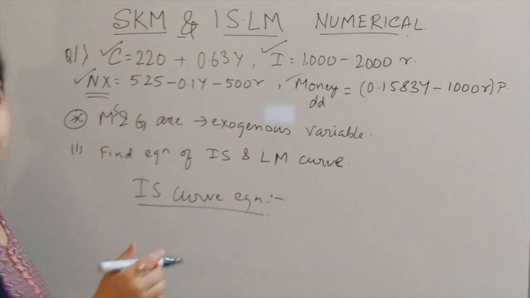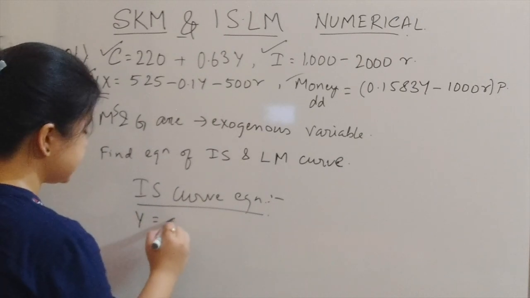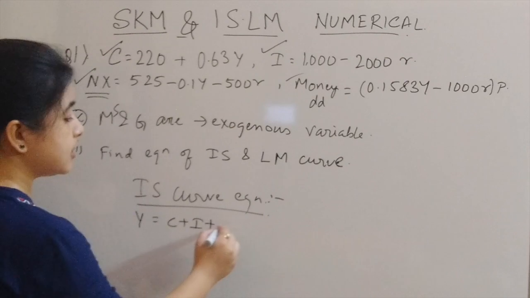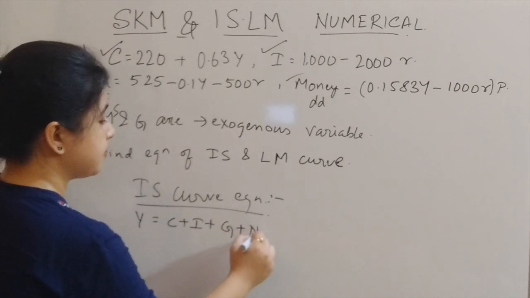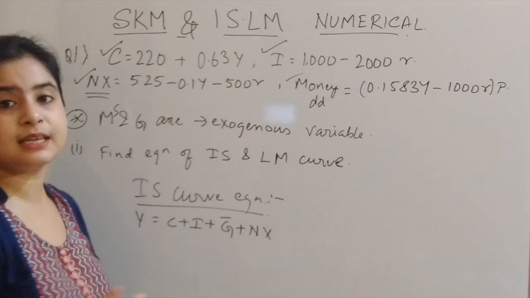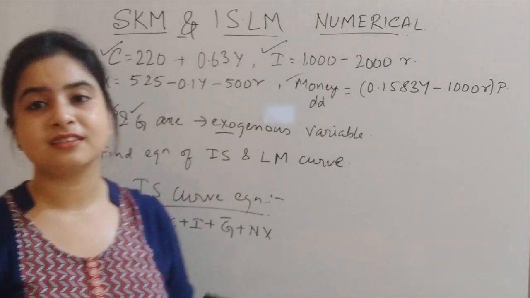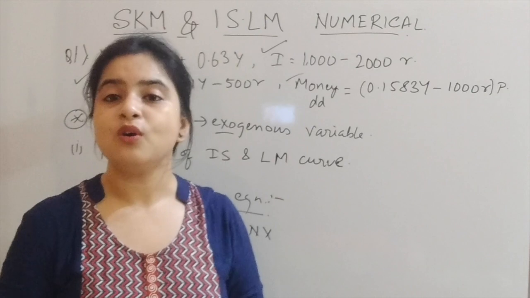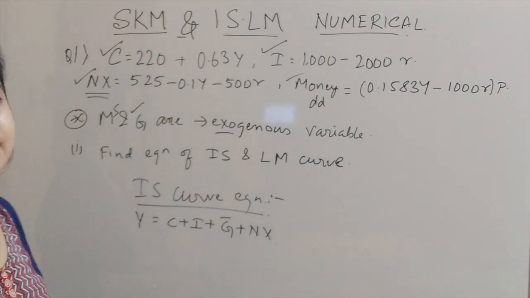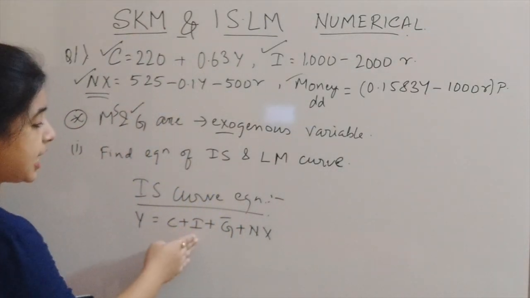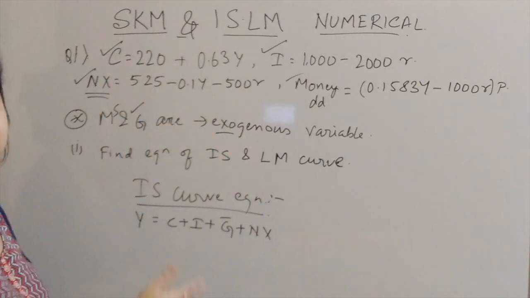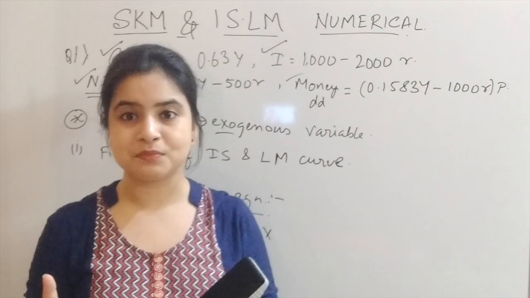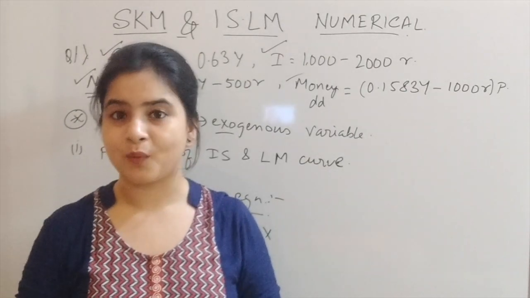So the IS curve equation, we know, is y equal to C plus I plus G plus NX. I'm going to write G bar, since G is the value that has been provided to us exogenously to the system. Now, how to proceed? We just have to substitute the values of C, I and NX from the given information. And once we substitute them, after some simplification, we have the required answer.